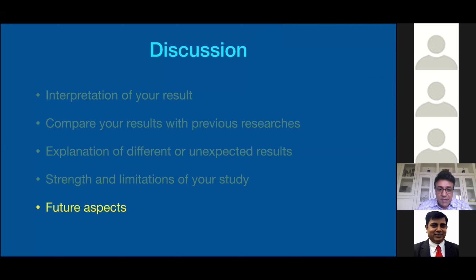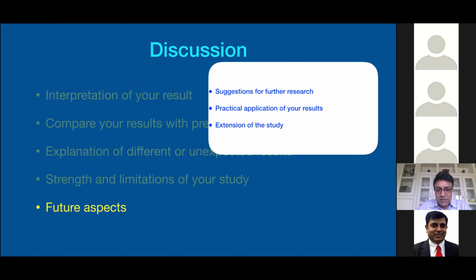And another is future aspects. In your discussion section, you should give some suggestions for further research. It could be for you as well, or it could be for other researchers to carry out further research. That means you have to give some clues, some ideas to carry out the research at later dates. And you have to mention the practical application of your result. Why is your result important? What is the message, the practical aspect? That should be in your discussion section. And the extension of the study also should be mentioned in your discussion section.